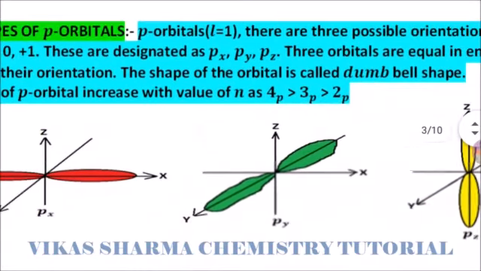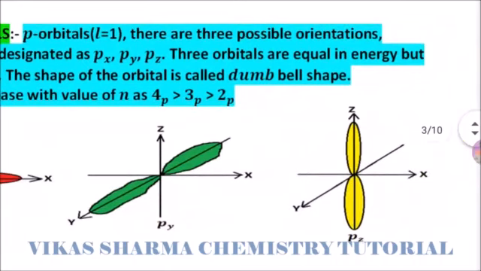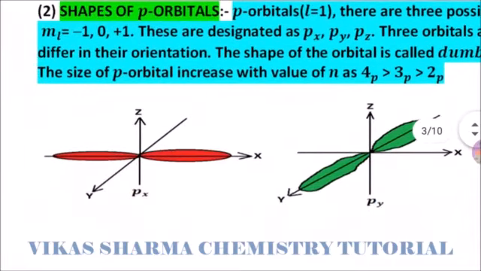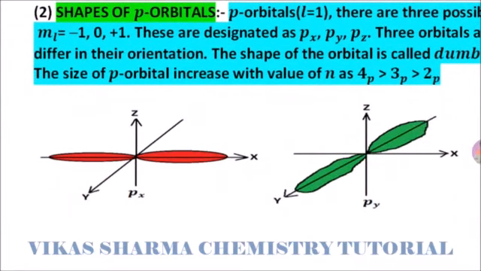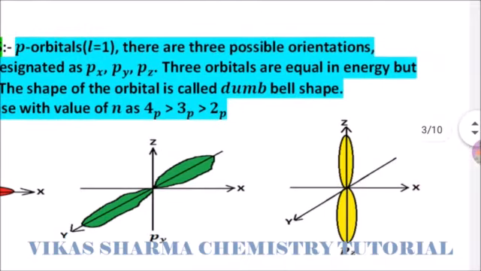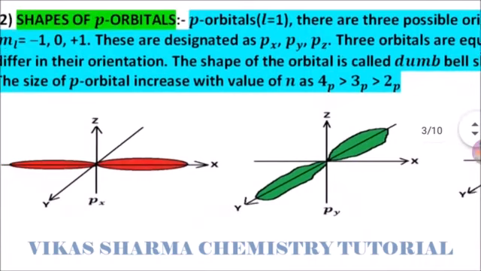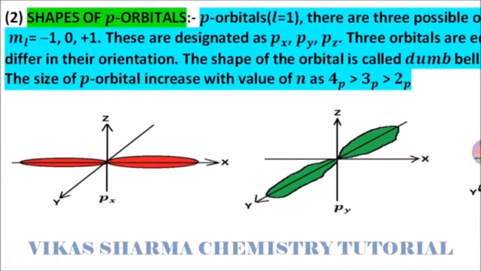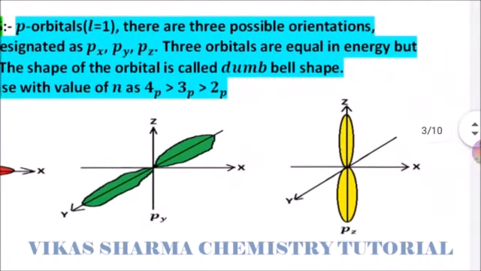P orbital: when L is equal to 1, azimuthal quantum number is equal to 1, then the p orbitals are formed. So there are three possible orientations, because the magnetic quantum number is equal to -1, 0, and +1. So these are designated as px, py and pz. These orbitals are equal in energy but differ in their orientation. The shape of the orbital is called dumbbell shape.